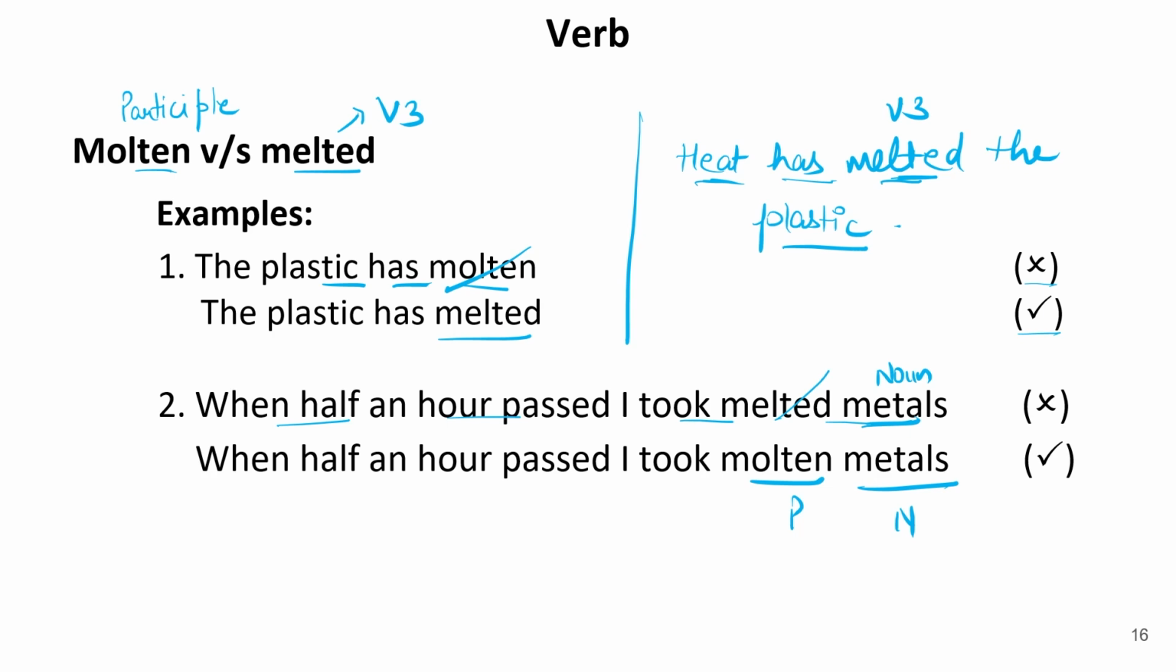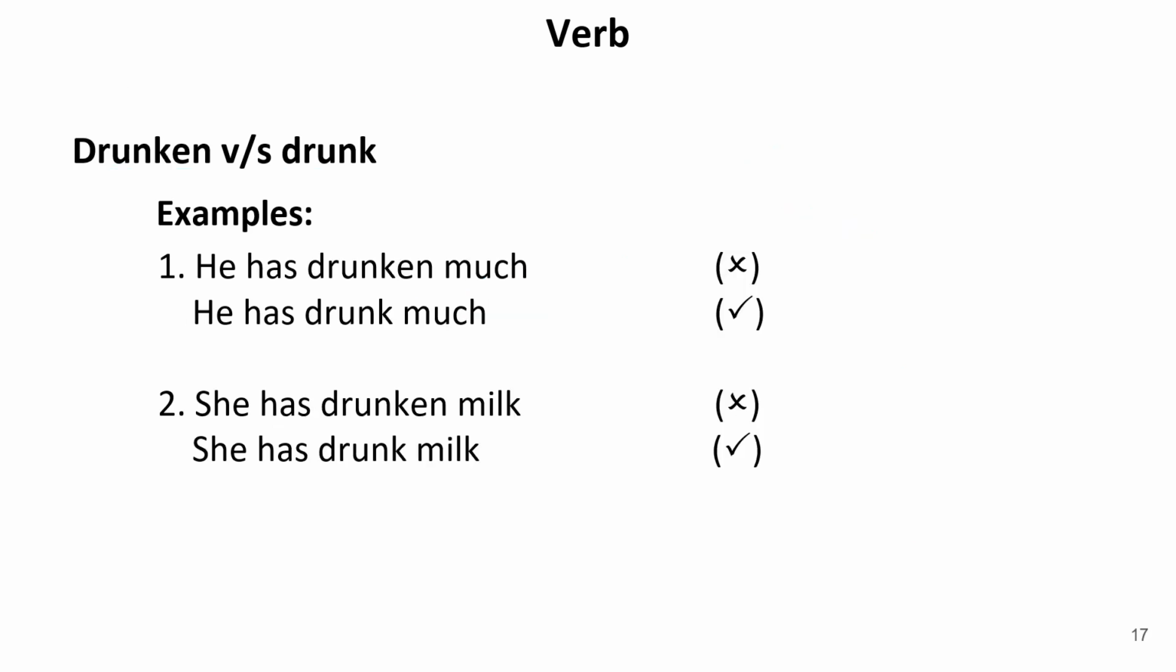Now let us move to the next word. Let us see some other words, that is drunken versus drunk. Again, the same thing happens. Drunk is actually verb third form and it behaves like a verb only, whereas drunken is a verb third form but it behaves like an adjective, that is a participle. So drunken is a participle, whereas drunk is verb third form. For example, he has drunken much. No, drunken is incorrect because the action takes place. So if the action is taking place, he has drunk much. So this is verb third form and it is behaving like a verb only because it is showing the action.